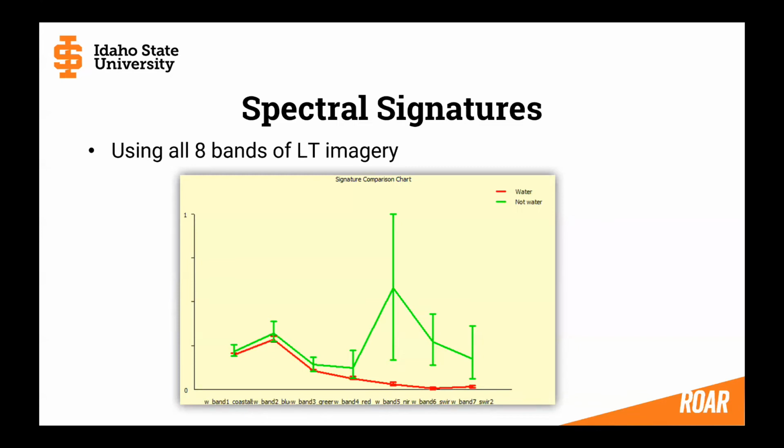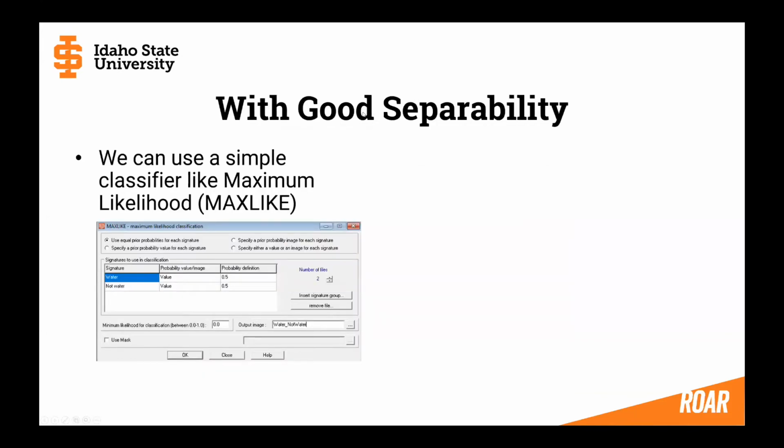But once we get outside the visible bands, near infrared and shortwave infrared, we have very, very nice separability between water and not water sample sites. So that looks promising when we see something like this. This is good separability, at least in those 3 bands.